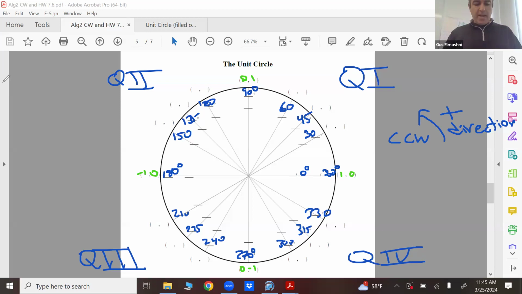All right, let's keep moving. So it should look like this, right? Okay, now let's do all the radians in red. So remember, this was 0 radians, and that was 2 pi. That was pi radians. That was pi over 2 radians. That was 3 pi over 2 radians.